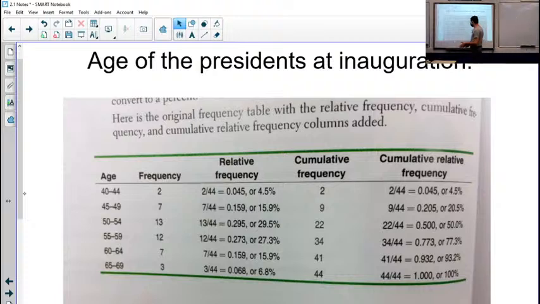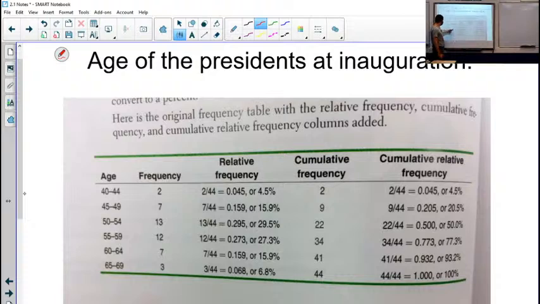So what's happening in this chart, these are the ages of the presidents at inauguration. We'll need a new row for whoever wins this election because they're both older. In this case, we have the cumulative frequency is 2. Then 45 through 49, we have another 7 people there. So our cumulative frequency now is 9. And our cumulative relative frequency is 20.5. So we're at the 20th percentile once we hit the age of 50.